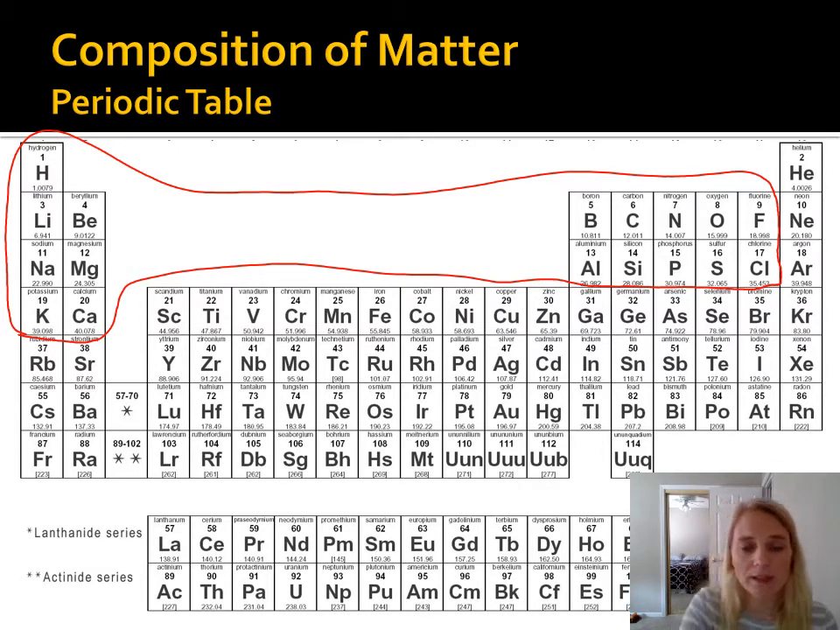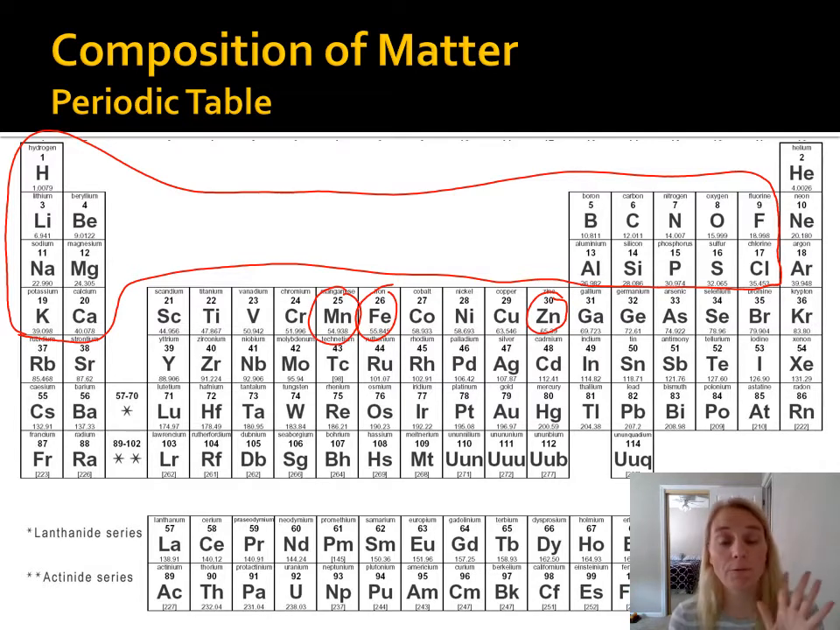Now we have a few, like there's iron in our blood. There is some zinc, and manganese sometimes is needed in very, very small amounts. These are called trace elements. But for most of our organic molecules, which we're going to see in the third section of biochemistry, it really is just 4 major atoms.